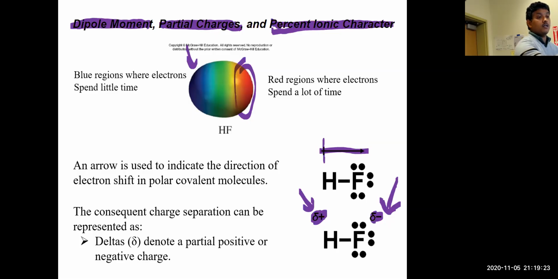And this one is dipole moment. In the next couple of slides, I'm going to show you how to calculate dipole moment, how to calculate partial charges, and how to calculate percent ionic character. That helps you get the full picture of a polar covalent bond, hopefully.